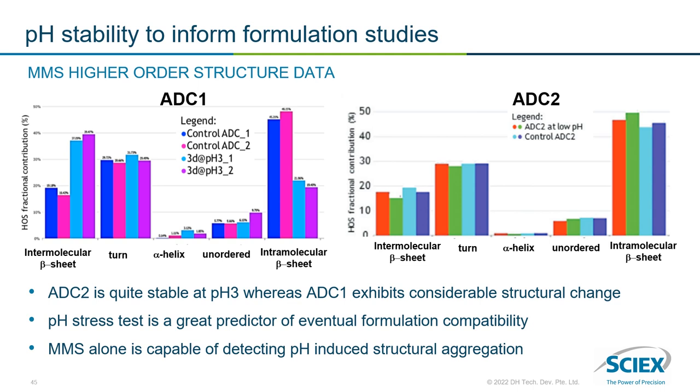MMS is able to predict which ADC might be able to withstand an acidic formulation buffer. It is also possible that ADC1 is a poorer drug candidate, as it may not have the stability required to make it through the drug development process.